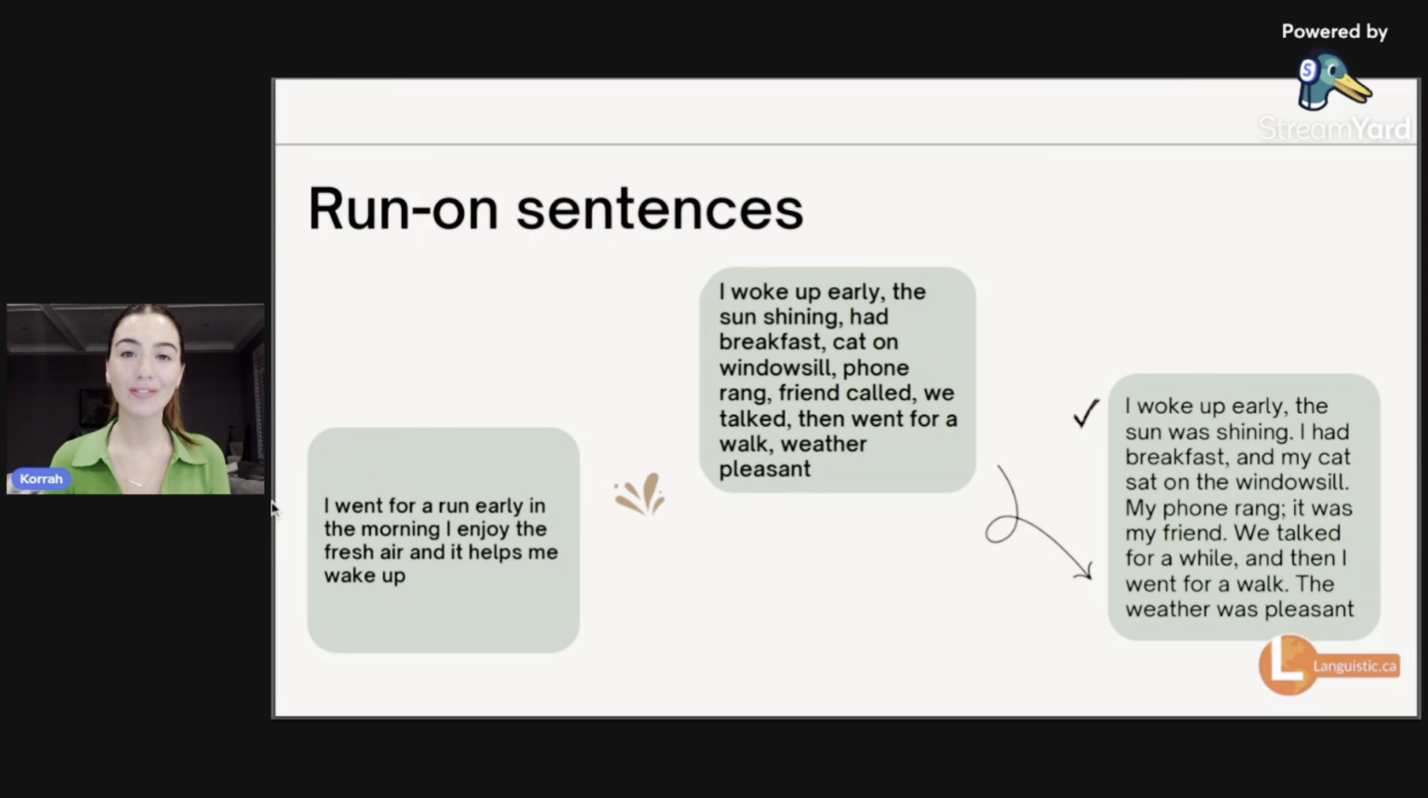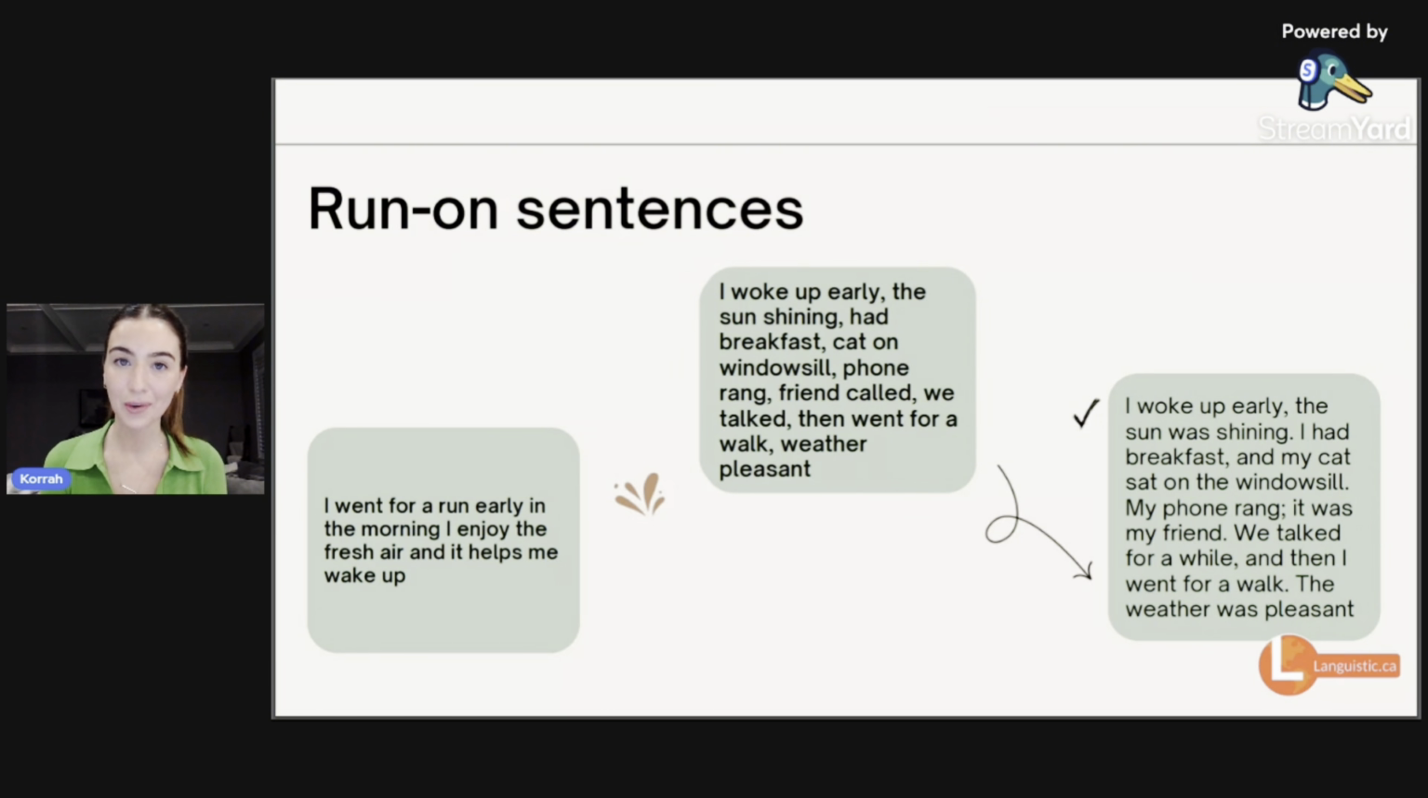Here we have the first one. I went for a run early in the morning. I enjoy the fresh air and it helps me wake up. As you can see, I had to stop to take a breath because this was a long sentence. I kept going. We even had a couple ideas there. We talk about how, okay, I went for the run early in the morning. I enjoy fresh air, and it also helps me wake up. That's kind of like three ideas that we could have separately. We don't need it in one sentence, or we could use correct punctuation to make this sound better.